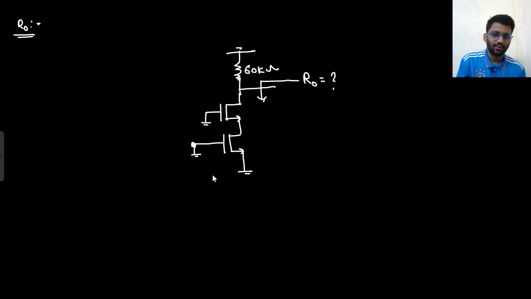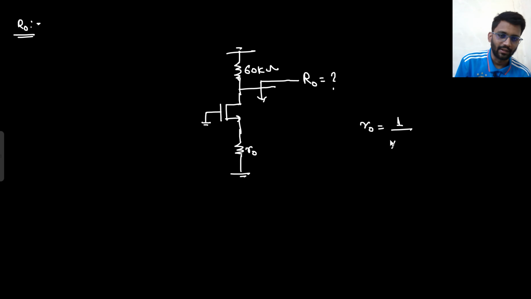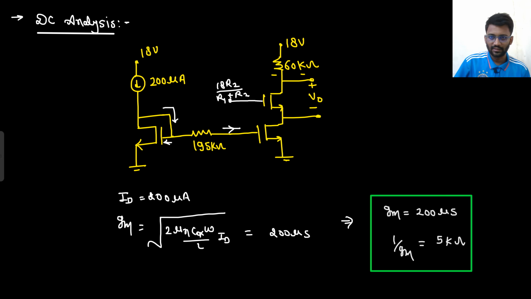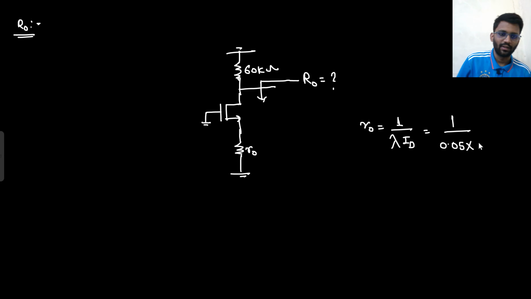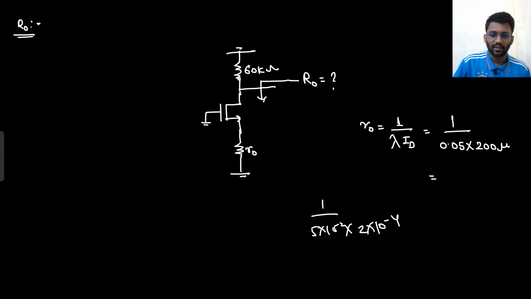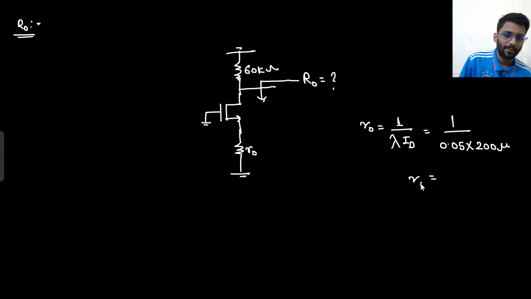VGS is gone. Here VGS is gone. So what will this be replaced with? This will simply be replaced with a single R naught. What is the value of R naught? The value of R naught would be 1 upon lambda ID. If you remember, 1 upon lambda. Lambda value was given 0.05. What was the ID value given? ID value we could get to know from the DC analysis. ID value was 200 micro. What would this value be? 1 by 5 into 10 to the power minus 2 into 10 to the power minus 4, 10 to the power 6. 100 kilo. So R naught value is 100 kilo ohm.